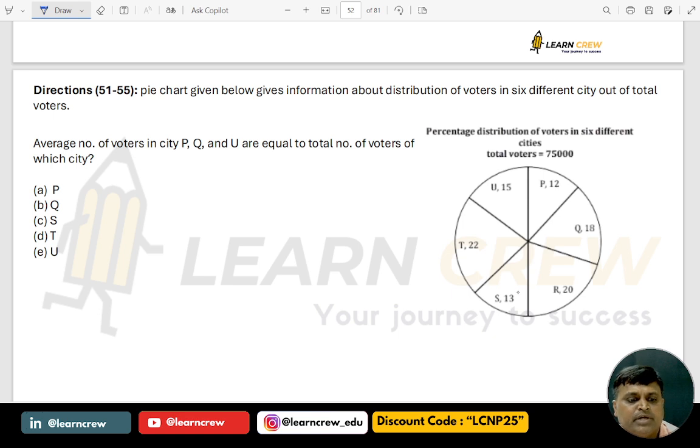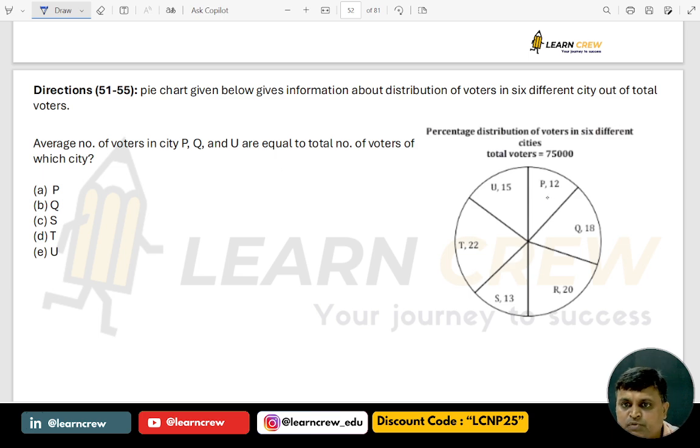Question based on pie chart. Please see here. The information given is about the distribution of voters in 6 different cities out of total voters, and the percentage-wise distribution is given. Total voters is 75,000 and the cities are P, Q, R, S, T, U. Average number of voters in P, Q, U is equal to the total number of voters in which city?